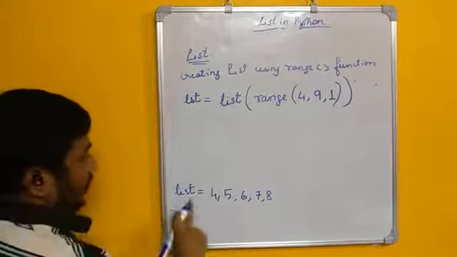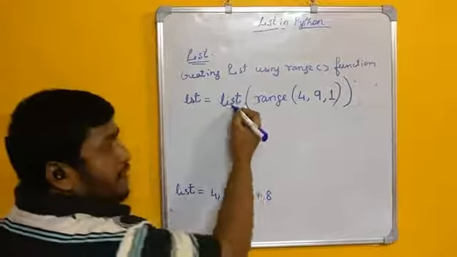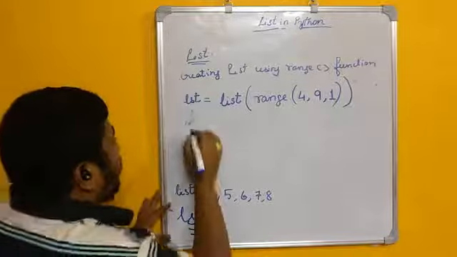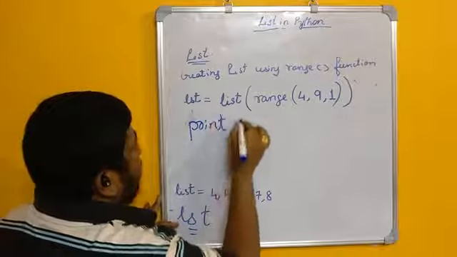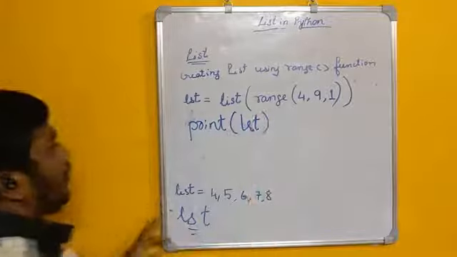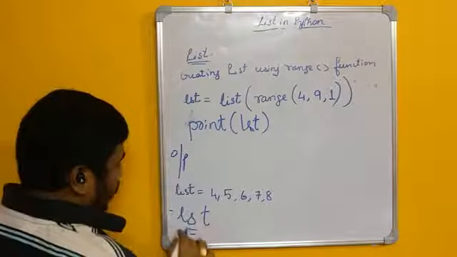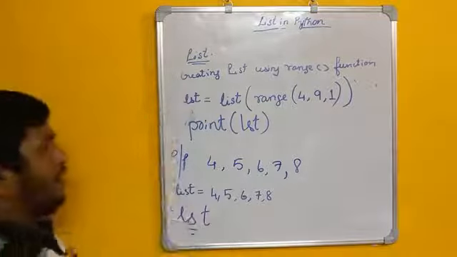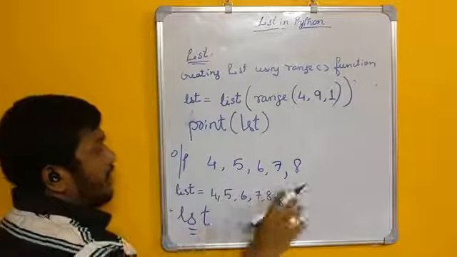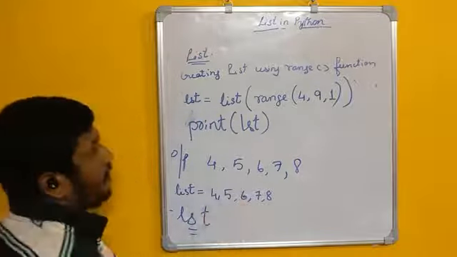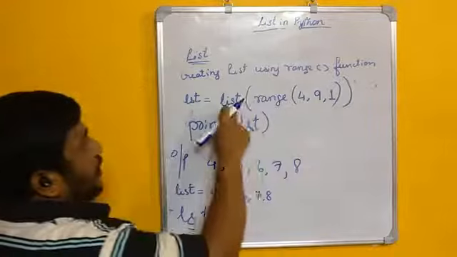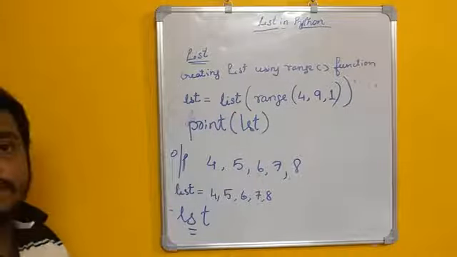So see, here it is our list, created using the list function. Where is it stored? It is stored in LST. So if we print LST, what will it give as output? Our output will be 4, 5, 6, 7, 8, because the list is printed here. How is the list created? Using a range function. So the range function is used to create the list, and we can print using that list.